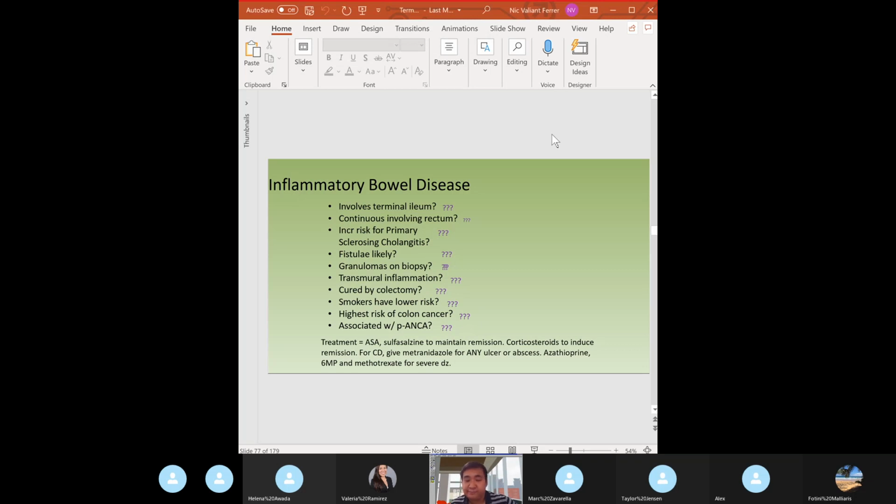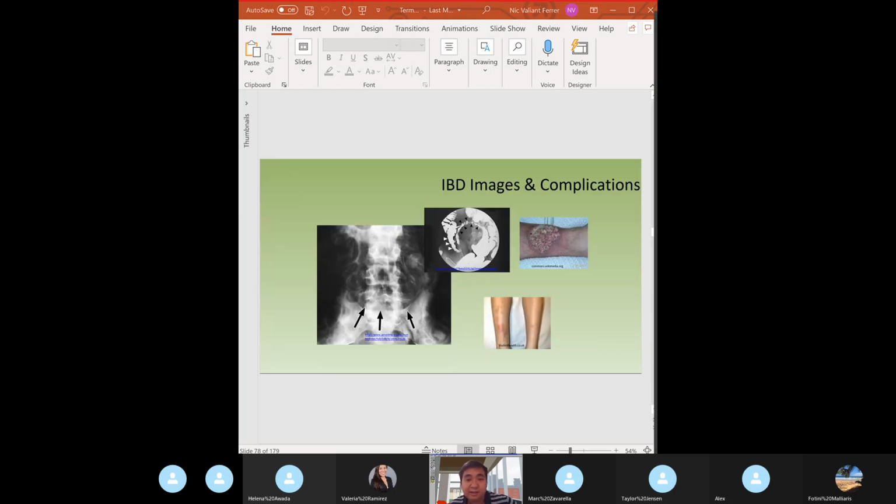Okay, so these are high-yield points between your Crohn's and UC. You need to know the differentiating factors between the two. These are like imaging. You can have pyoderma gangrenosum. You can have migratory thrombophlebitis. You can have the string sign.